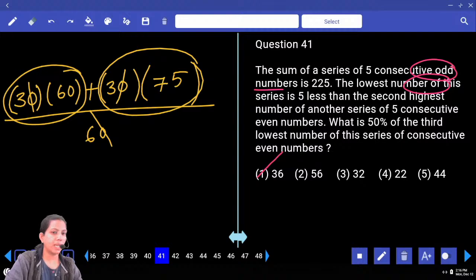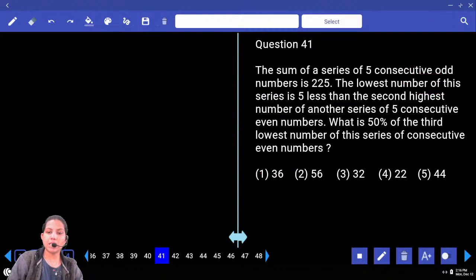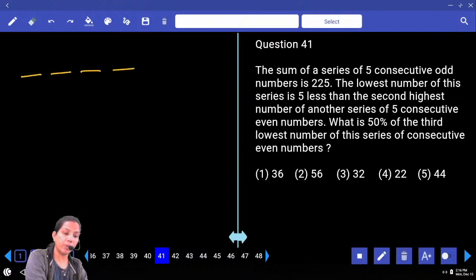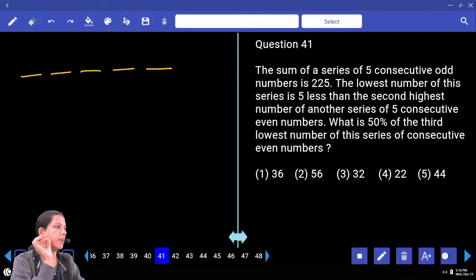Okay? Next, question number 41. The sum of the series of 5 consecutive odd numbers is 225. If the numbers are consecutive, your average is equal to the middle term, or first plus last by 2. But in this concept, which do we use? We use the middle term. What is 225 in the question? Sum or average of how many observations? Sum of 5 observations is 225, means the average is equal to 40, 45 or 49?